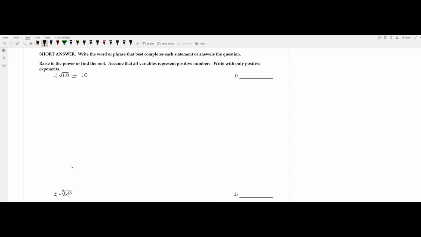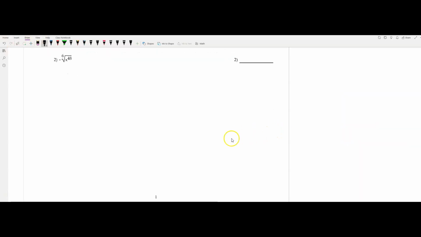All right, so let's do that with variables, right? So here, because the negative is in front of the root, we're actually representing the negative of the sixth root of x to the power 48. Okay, so the negative remains, and then the sixth root, right? So the index here is 6. And then here we have x to the power 48.